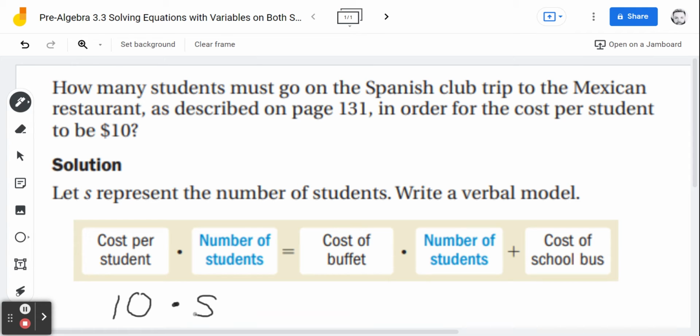We use a variable. So I'm going to say S for students. That equals the cost of the buffet. Well, it doesn't say it here, but in the paragraph above it, it costs $5 per student. And then you have to pay for the bus. So whenever a teacher takes you on a field trip, we have to budget for the gas, right? So according to your math textbook, it says $60.